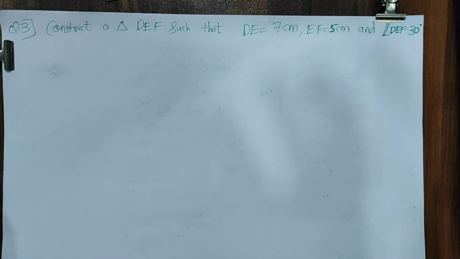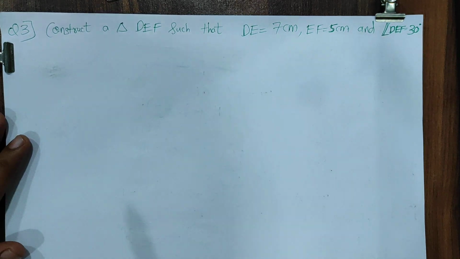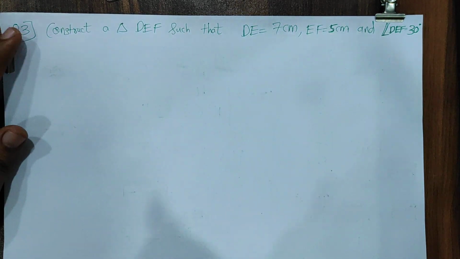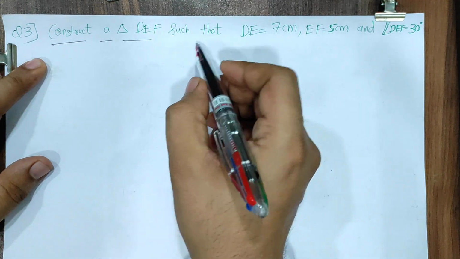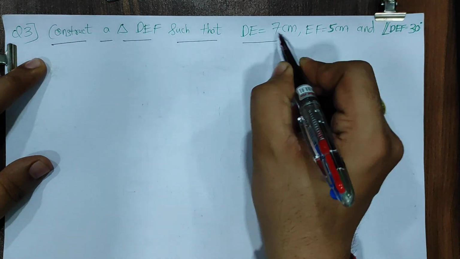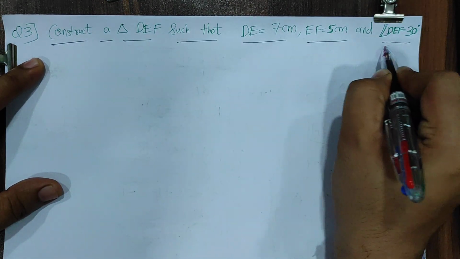Okay, all of you, after observing how to draw a 30 degree angle, basically the steps were first 60 degree angle and then bisect it. Now the first question in front of you: construct a triangle DEF such that the measurement of one side DE is given, the measurement of the other side EF is given, and an angle is given.